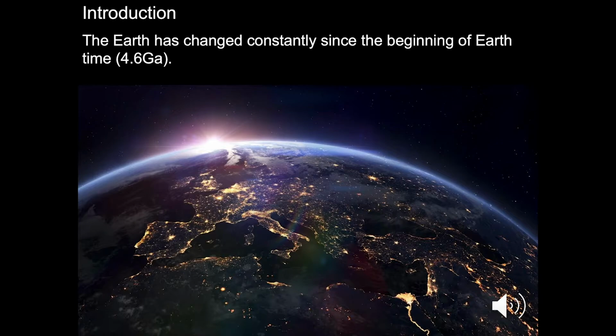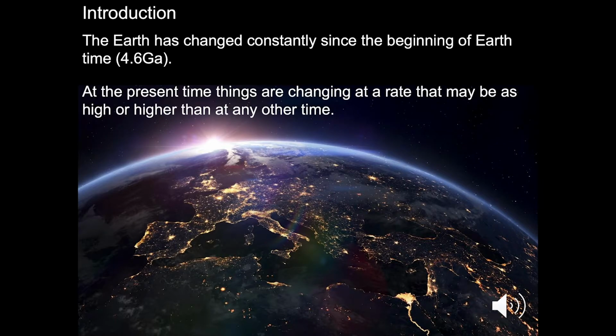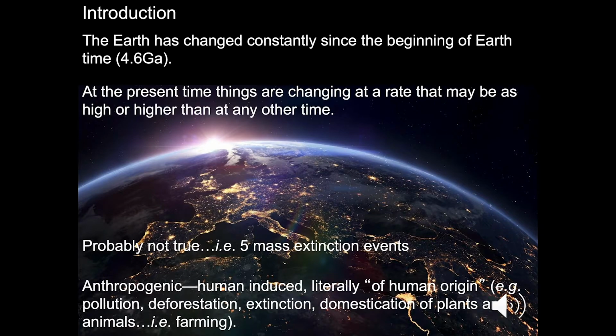The Earth has changed constantly since the beginning of Earth time, about 4.6 billion years ago, or gigaannum as presented here. At the present time, things are changing at a rate that may be as high or higher than at any other time in Earth history. This is probably not true, as there were 5 mass extinction events that we are aware of in Earth history.